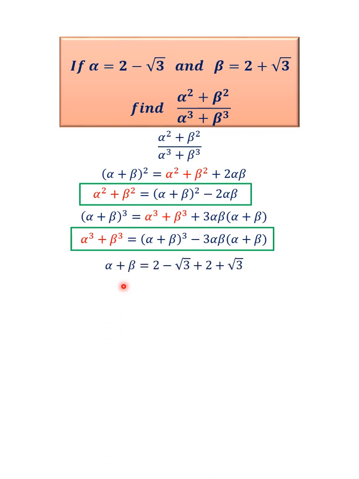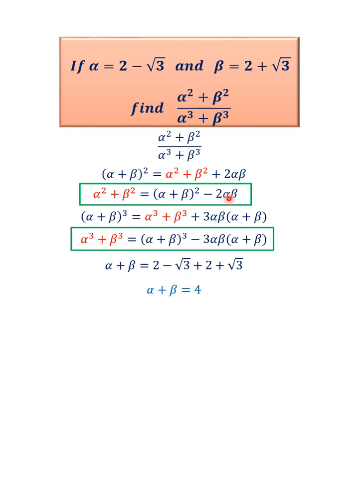So we are going to do that now. Let's start with alpha plus beta. Remember, alpha is 2 minus root 3, so we have 2 minus root 3 plus beta, which is 2 plus root 3, the conjugate of alpha. It means alpha plus beta will be equal to 2 plus 2 is 4, minus root 3 plus root 3 is 0. So alpha plus beta is 4. It means anywhere we find alpha plus beta, we are going to put 4.